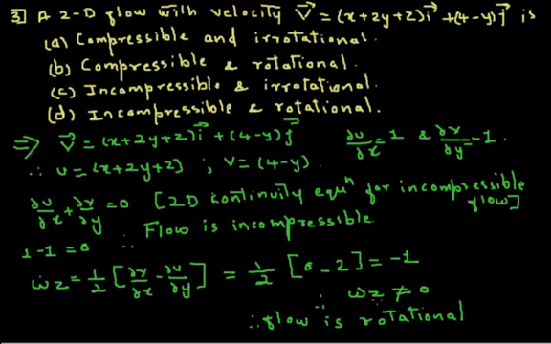In this way we have found out whether the flow is compressible or not and rotational or not. So as per our analysis we have understood that the flow is incompressible as well as rotational. So the answer is incompressible and rotational. So D is the right answer.